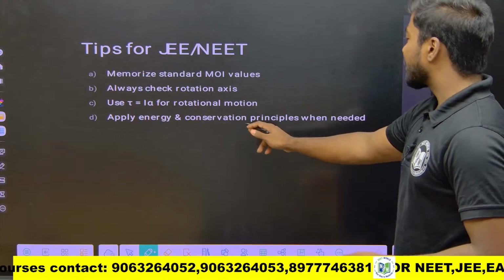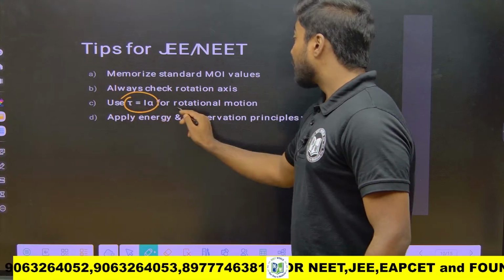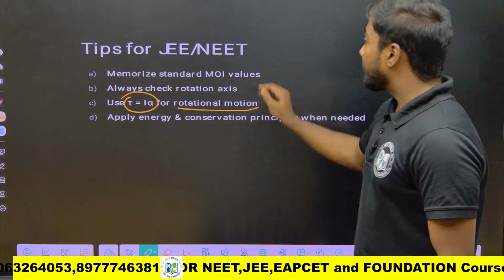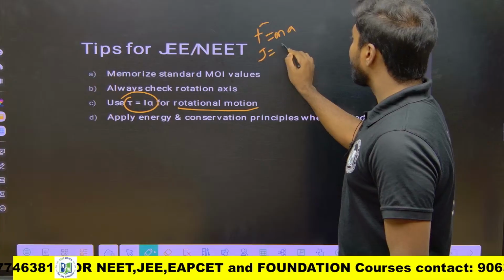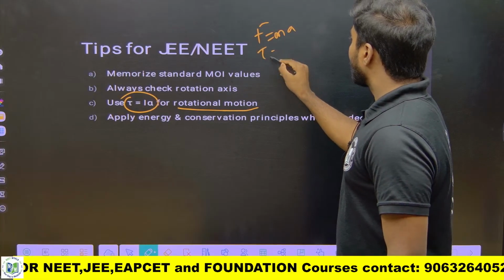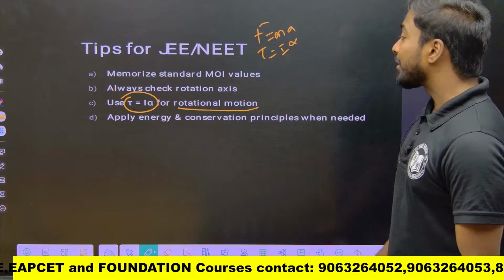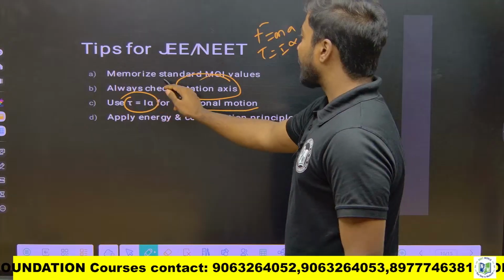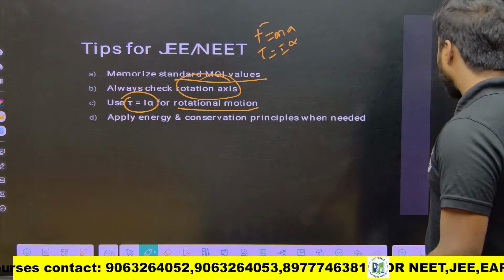Apply energy and conservation principles when needed, like tau equals I alpha for rotational motion. Like F equals ma, here instead of F it is tau, instead of m it is I, and instead of a it is alpha, for the rotational case. Always check the rotational axis and memorize the standard formulas of the moment of inertia. These are the things you should remember.